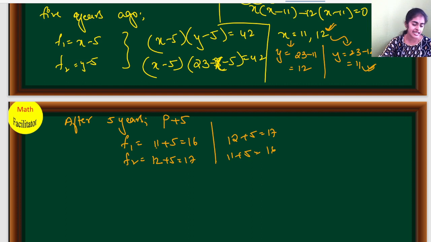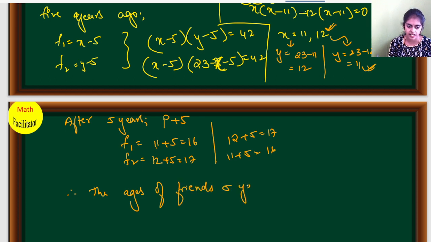You will simply write the ages of friends. Therefore, the ages of friends 5 years from now or 5 years hence is nothing but 16 years and 17 years. Simply you will write this.